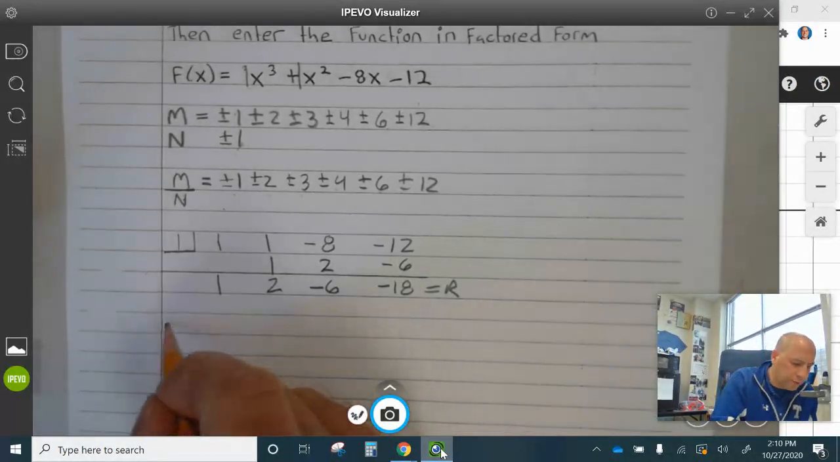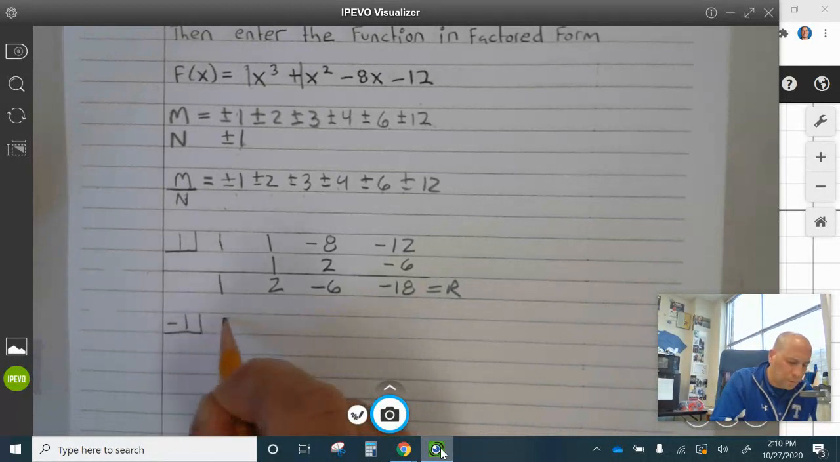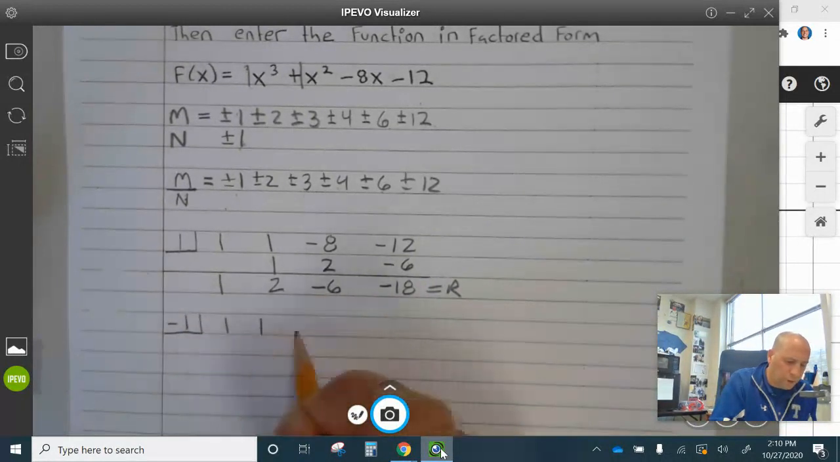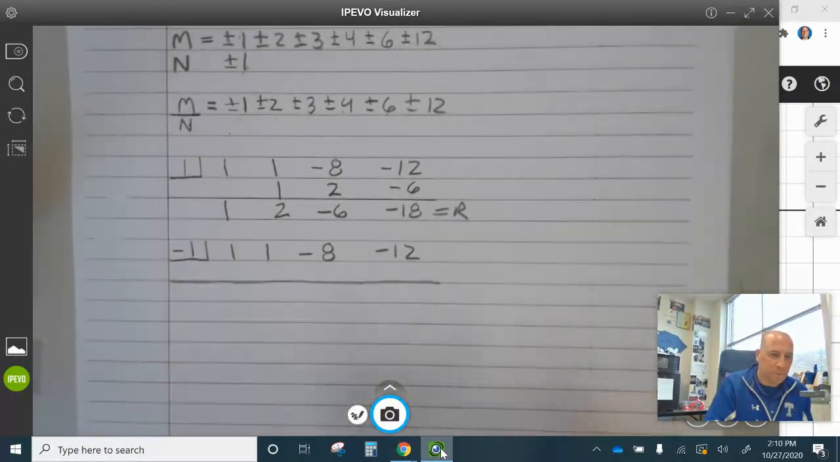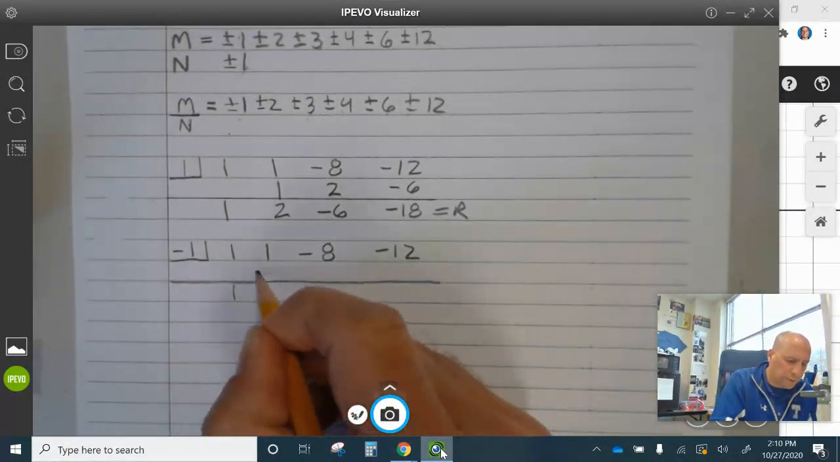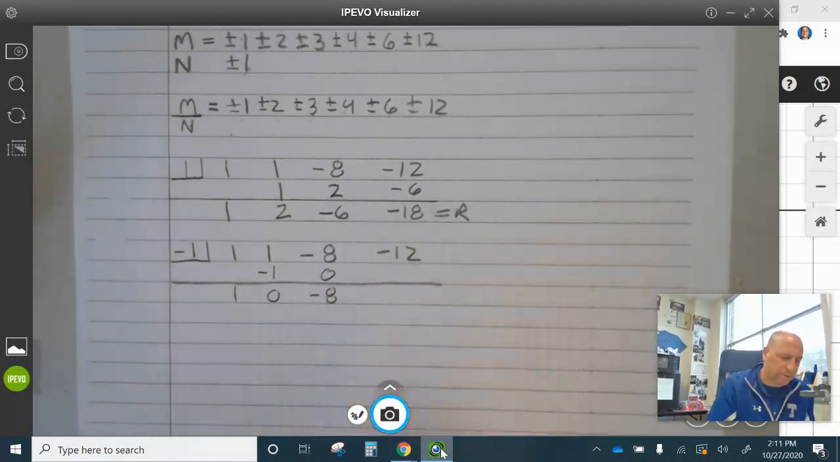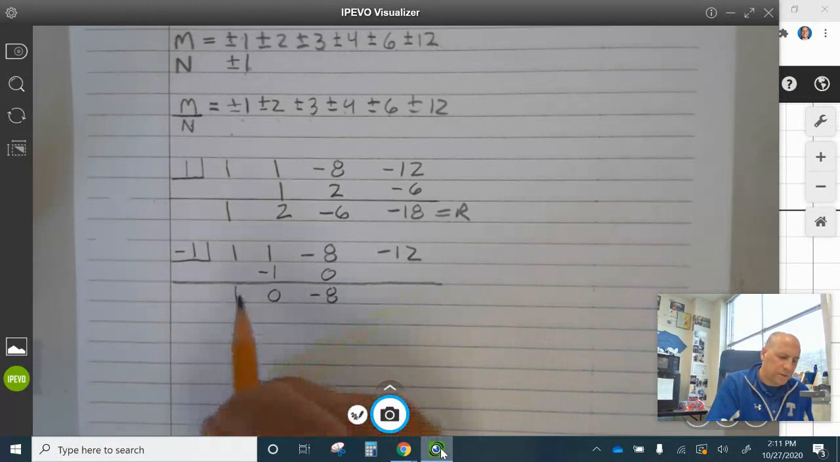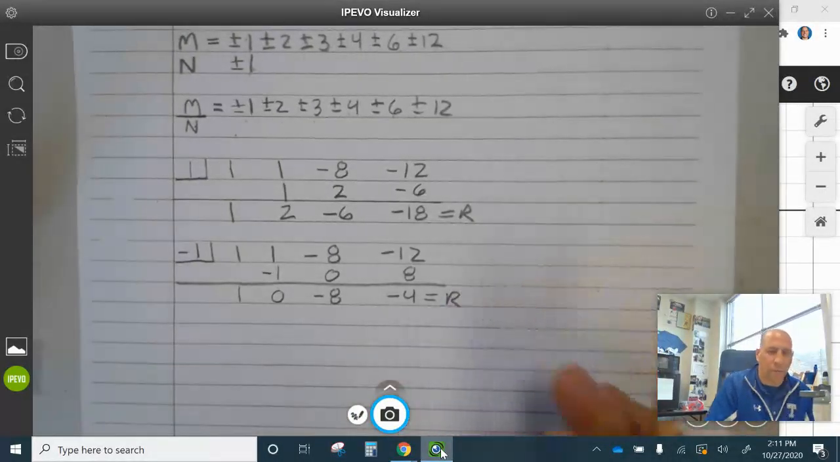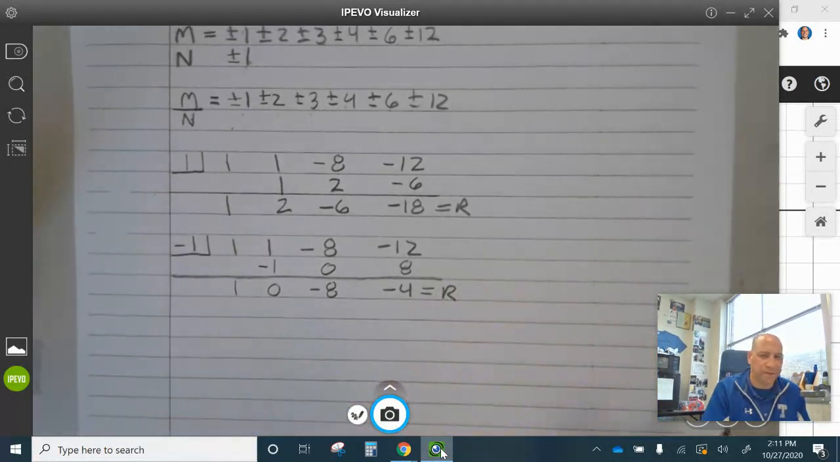So now let's try -1. 1, 1, -8, -12. Okay, so bring down the 1. -1 and 1 is -1, 0, 0, -8. And -1 times -8 is a positive 8. Remainder is -4. So -1 is not a 0.